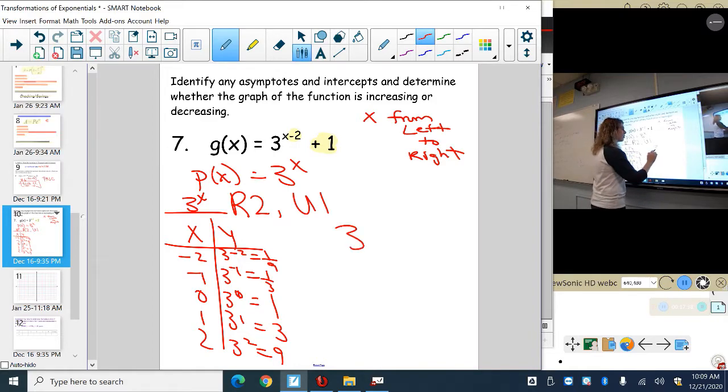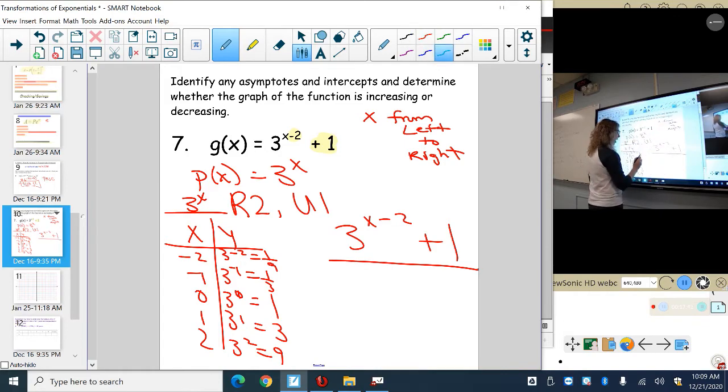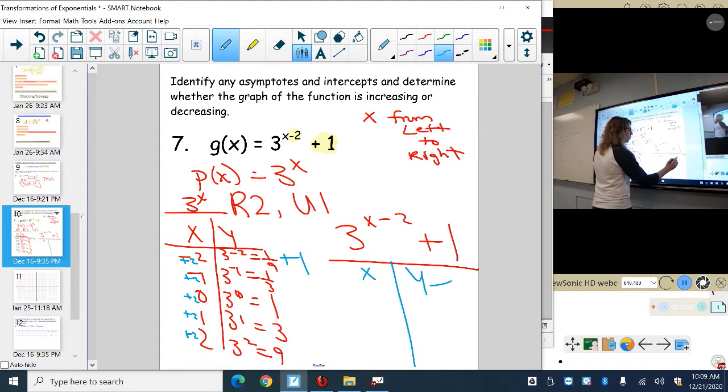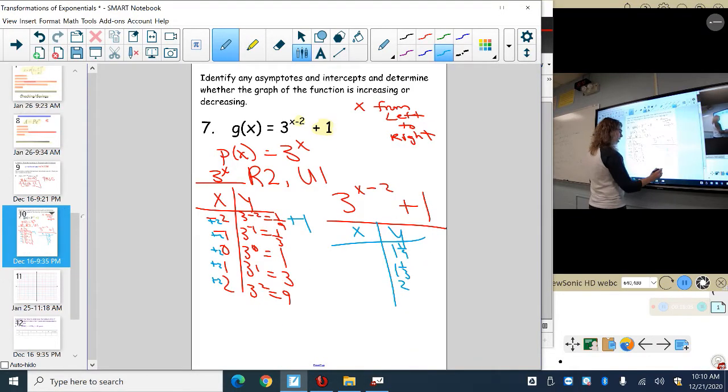So that means 3 to the x minus 2 plus 1 means I am adding 1 unit here, and I am going to go to the right, which means I'm going to add 2 units to each of these. Does that make sense? So my XY table, if I add 1 unit, that's 1 1/9. That's going to be 1 1/3. That's going to be 1 plus 1 is 2. 3 plus 1 is 4, and 9 plus 1 is 10.